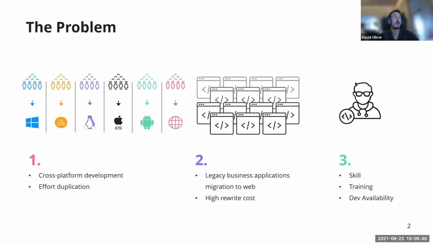And there's a related problem that you may have an existing application that you want to migrate to a new platform. For example, you've got a legacy line of business application that's running on a local machine that you want to migrate to the web. And again, you don't want to rewrite it if you could help it. You would like to just be able to reuse as much of your existing code as possible.